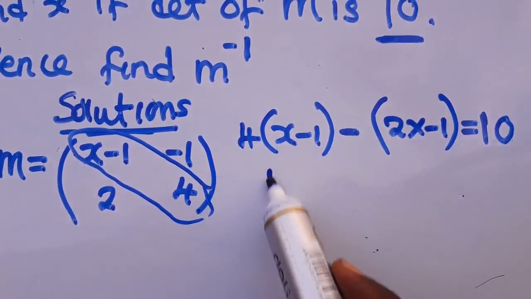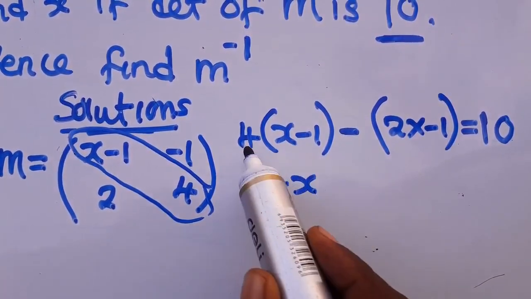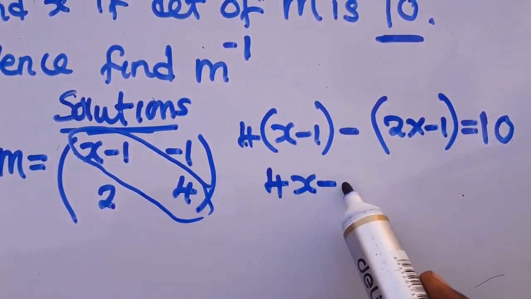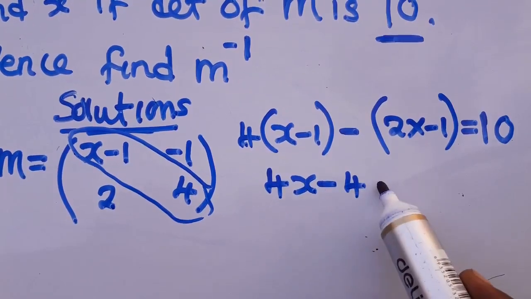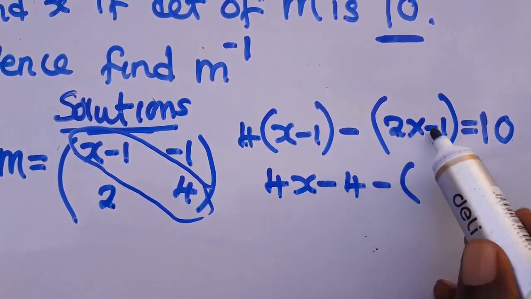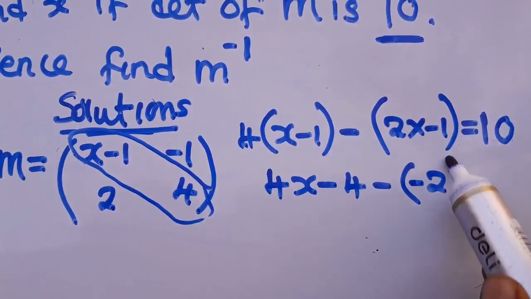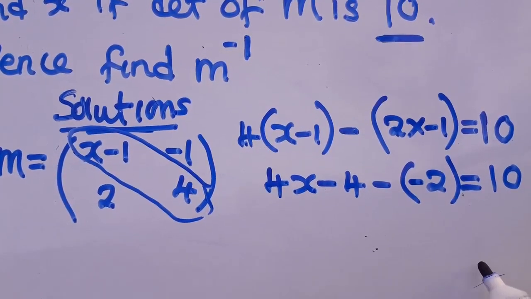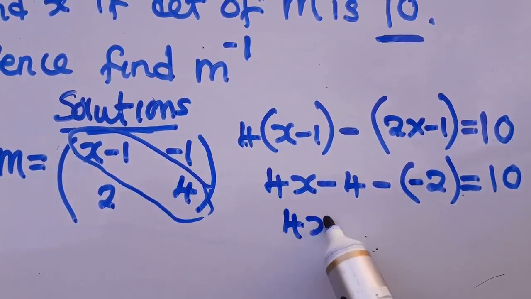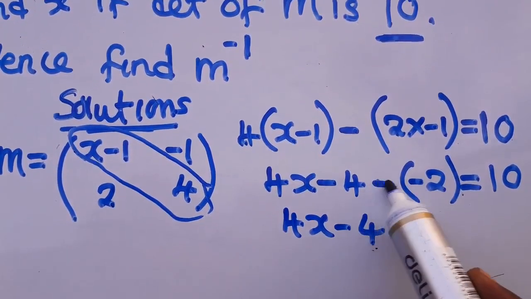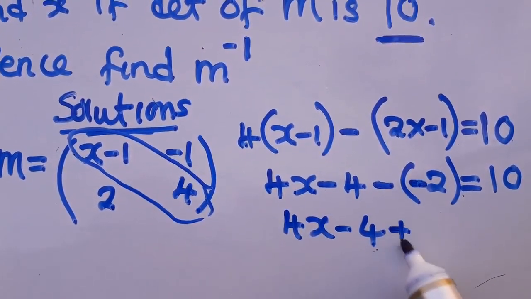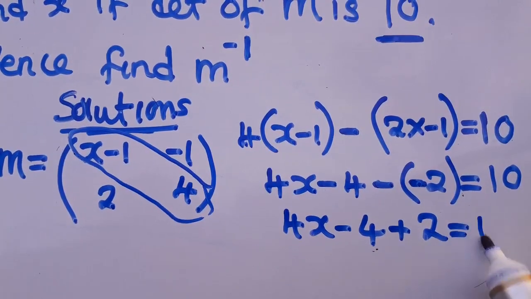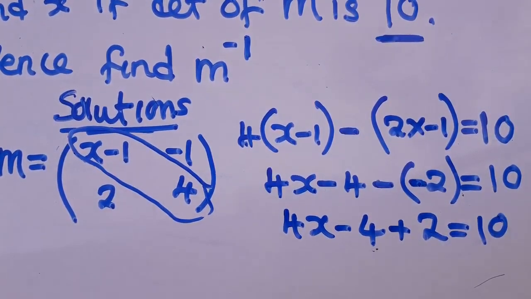Then you start multiplying. 4 times x, it is 4x. 4 times 1, it is negative 4. You say negative. Then 2 times negative 1, it's negative 2. You do this, which is equal to 10. You say 4x minus 4. Negative times negative, it is positive 2. Which is equal to 10.